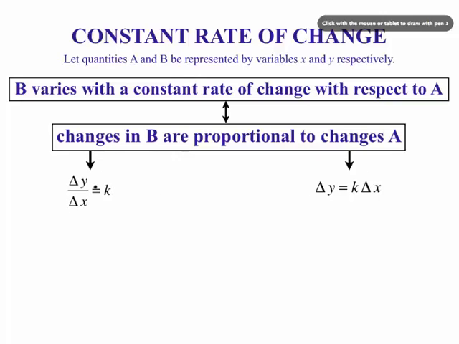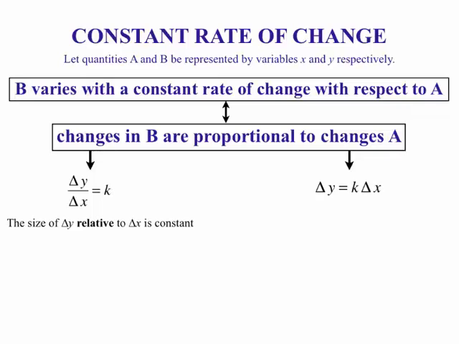This is relative size. A quotient is relative size. Okay, so this says the size of delta y relative to delta x is constant. And this one says that the change in y is a constant multiple of the change in x.